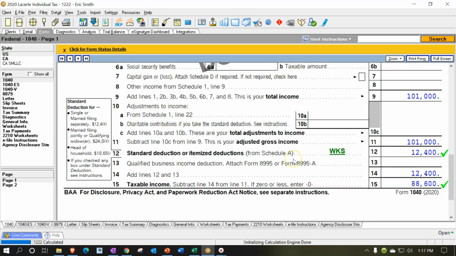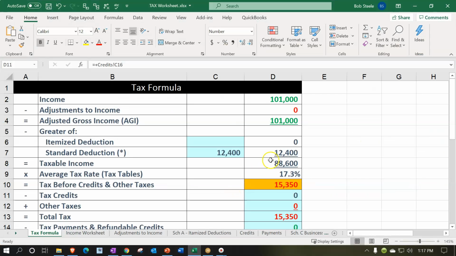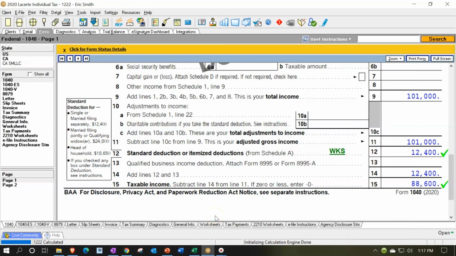So no effect on the first page here. We're still at the 88.6. No effect over here. We're still at the 88.6. It's not like there was 2,000 of dividends. It's just we're saying that of the dividends, all of them were qualified.